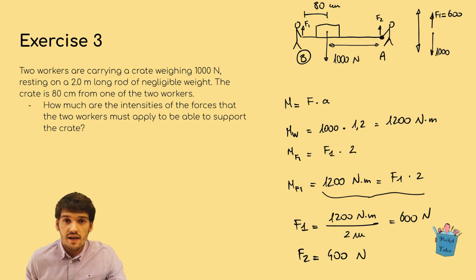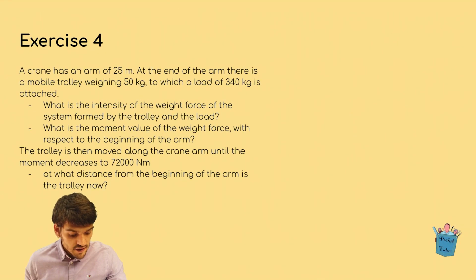And now let's see the last exercise about the equilibrium of solids, which says that a crane has an arm of 25 meters. At the end of the arm, there is a mobile trolley weighing 50 kilograms, to which a load of 340 kilograms is attached. What is the intensity of the weight force of the system formed by the trolley and the load? And what is the moment value of the weight force with respect to the beginning of the arm?